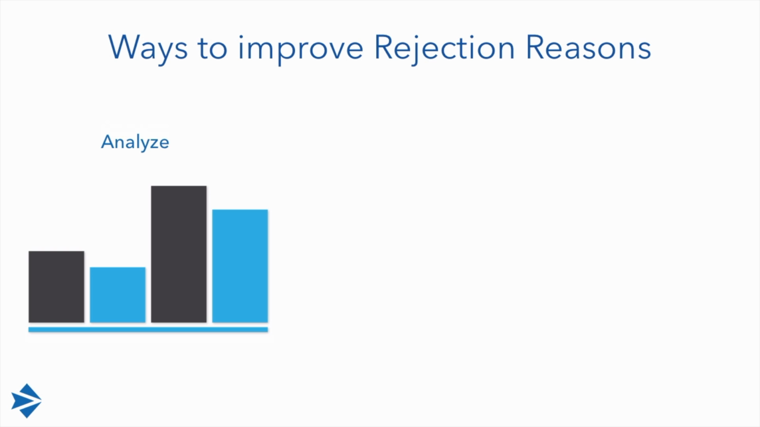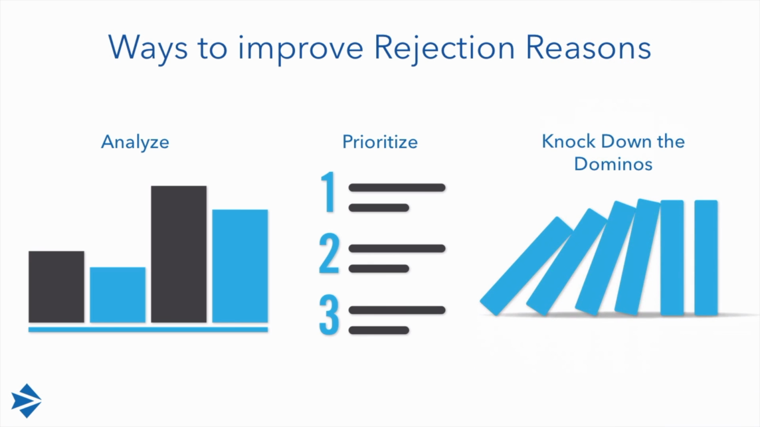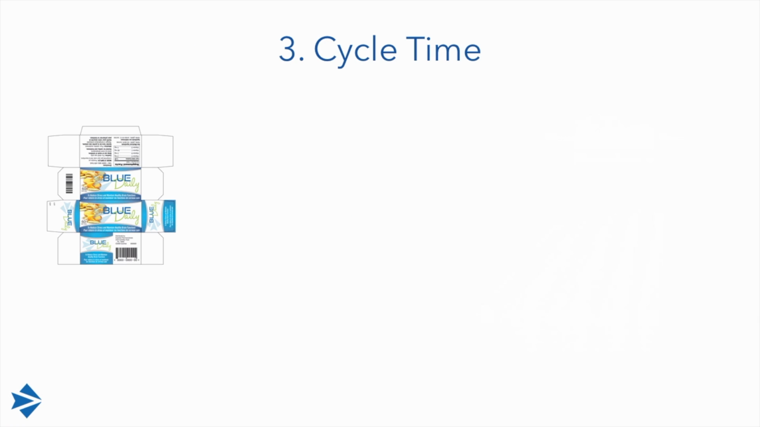Ways to improve rejection reasons: analyze. Once you have the metrics, take a look at what's causing things to be rejected, and then prioritize, put things in order. So again, if you've got 80% of your changes due to copy, then that's probably your number one hit list of things to address. And then go down the list and start knocking down the dominoes and the reasons why you're getting this churn.